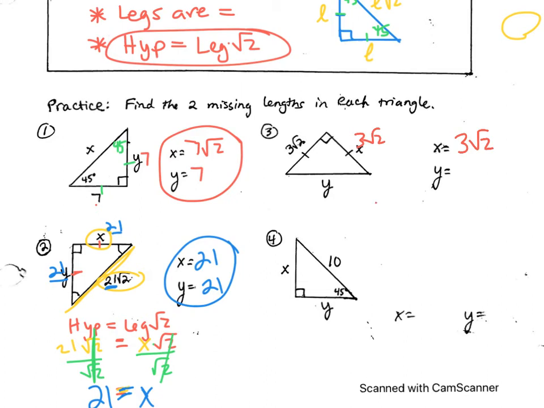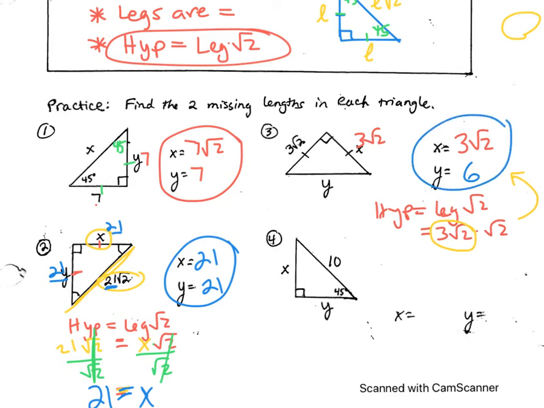So if you get stuck, write the formula out. Hypotenuse is the leg times radical 2. So I'm looking for the hypotenuse y. The leg is my 3 radical 2, so it's 3 radical 2 times radical 2. And this was my leg length that I know. So the radical 2 is already there in the leg length, but I've got to multiply by radical 2 from the formula. So 3 radical 2 times radical 2, I've got to simplify it for my answer right here. 3 radical 2 times radical 2 is 3 times radical 4, which is 3 times 2, which is 6. So those are my two answers.